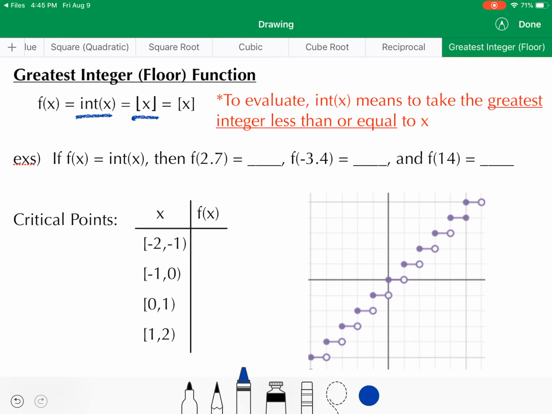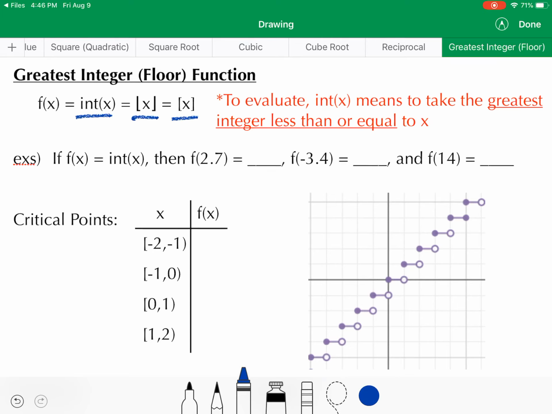There is also something called the ceiling function, where you would have the top of the brackets and you'd miss the bottom of the brackets. And then sometimes you'll just see straight brackets used as well. Nevertheless, no matter what notation, what's in red is most important here. All of those notations mean the same thing. They mean to take the greatest integer less than or equal to x. The greatest integer less than or equal to x.